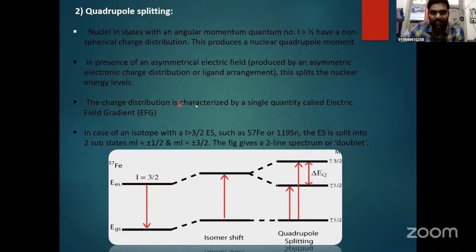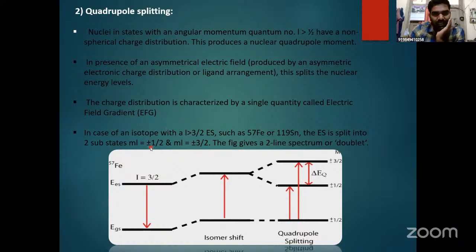The charge distribution is characterized by a single quantity called the electric field gradient. So this charge distribution will be characterized by what? By a single quantity, that is the electric field gradient, EFG we will say. So this charge distribution is characterized by this electric field gradient.